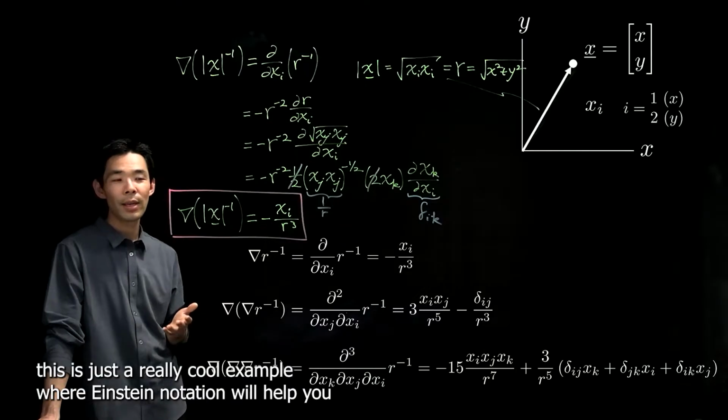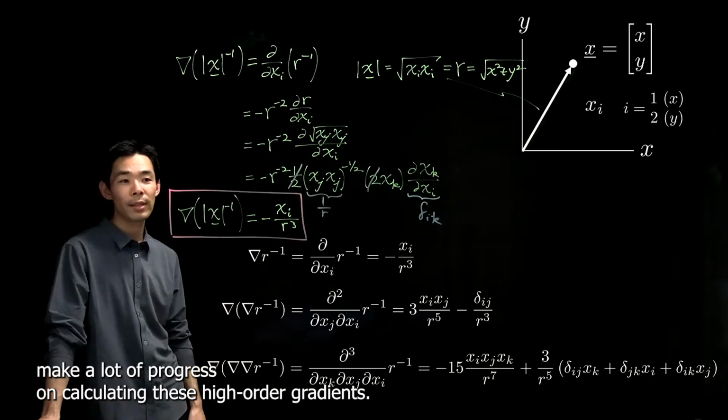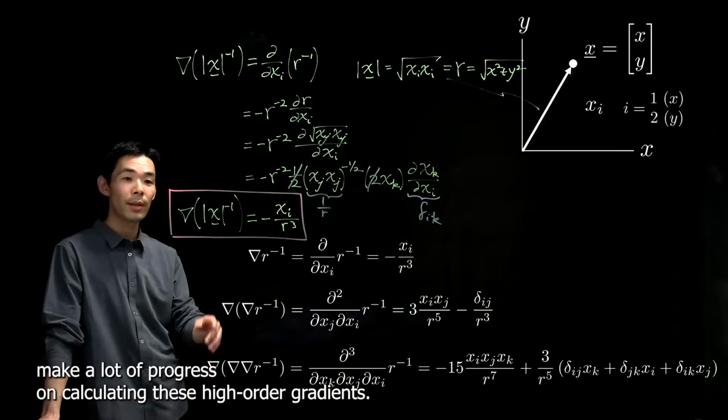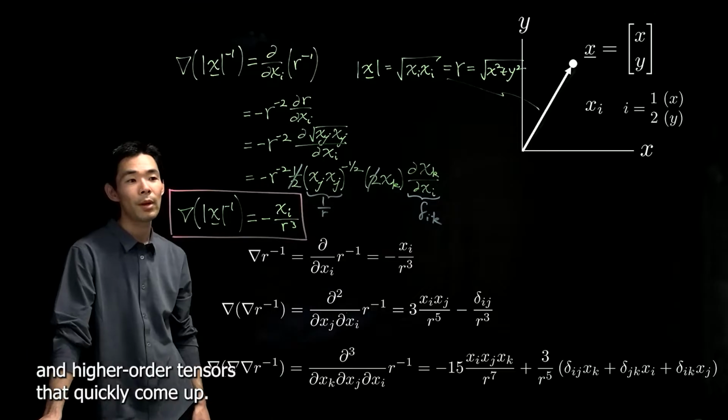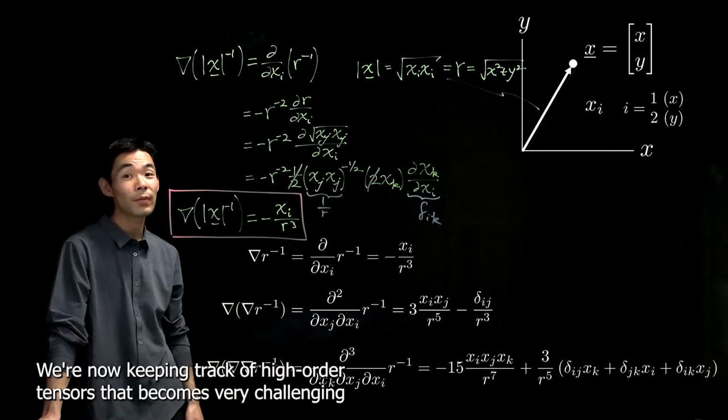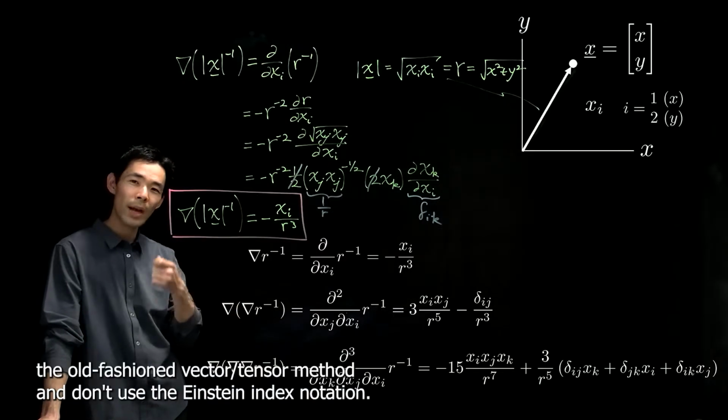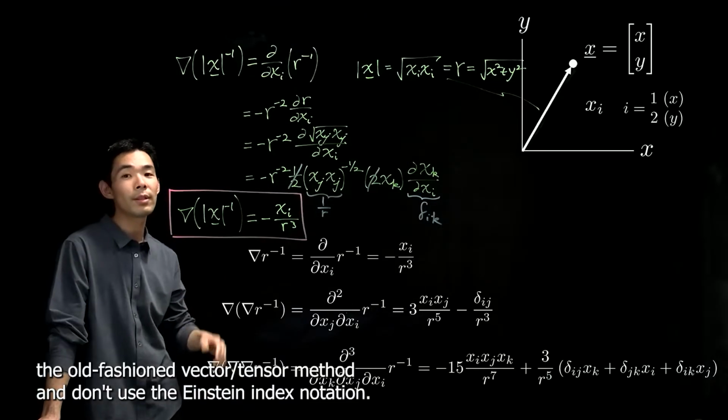where Einstein notation will help you make a lot of progress on calculating these gradients with a lot of higher order tensors. So this is a vector, but then you start to get second order tensors, third order tensors, and higher order tensors that quickly come up, where keeping track of the tensorial nature becomes very challenging when you're using the old-fashioned vector tensor method and don't use the Einstein index notation.